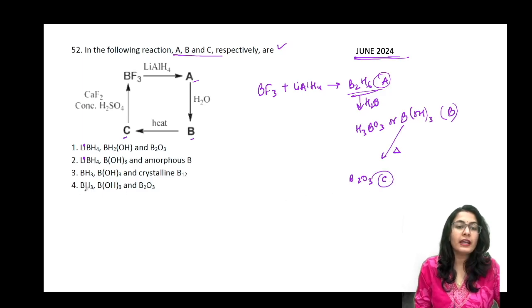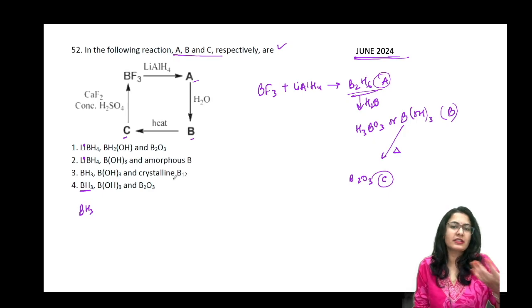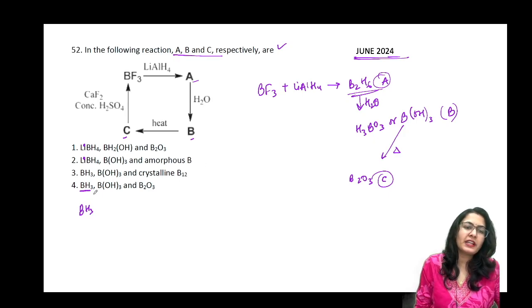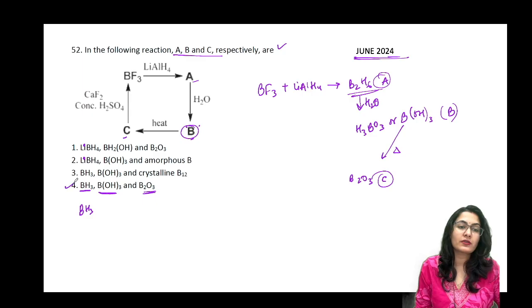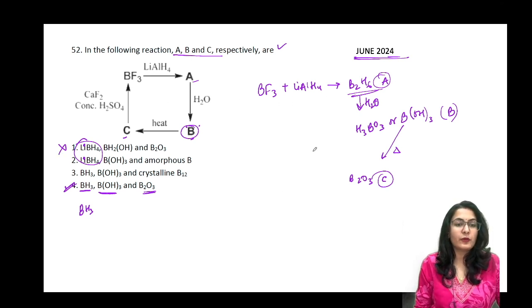So what do you get? First of all, it's not written B2H6, but it's okay. If BH3 is written, that is also fine because these two are just dimers. So BH3, then your orthoboric acid in option number B, and lastly you're getting B2O3. So this is going to be your correct answer. Alright, you are not getting LiBH4. No, the substitution gives you diborane.